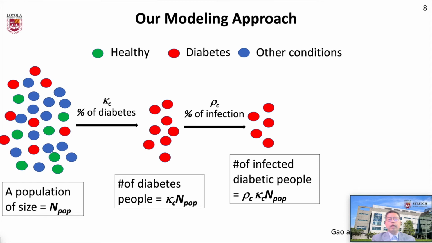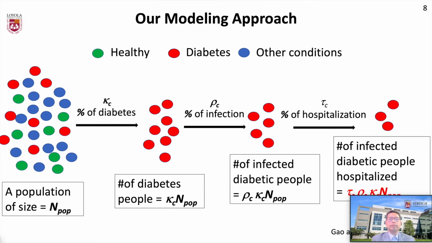Then, if the probability of a viral infection for those people is rho C, the expected number of infected diabetic people is rho C times kappa C times N-pop. Finally, if the probability of hospitalization for those people is tau C, this term is actually the absolute risk for those people to be hospitalized. Then the expected number of infected diabetic people who are hospitalized should be tau C times rho C times kappa C times N-pop.